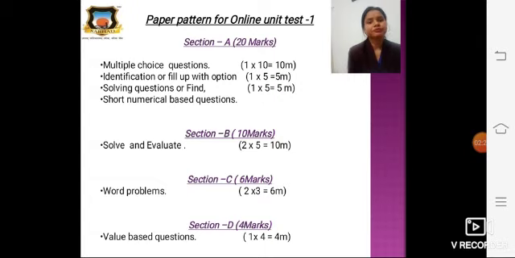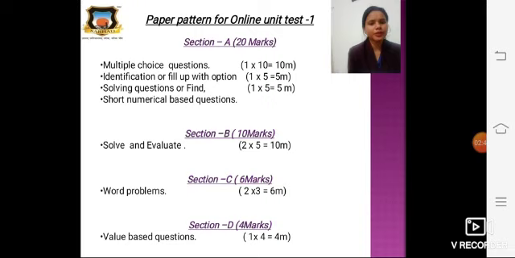After that, find and solve questions, short numerical based questions will be there, for example, find the sum, find the difference, find the product. Small short numerical questions will be there for 1 mark and 5 questions will be there, so 5 marks. So in total, in section A, 20 marks are there.